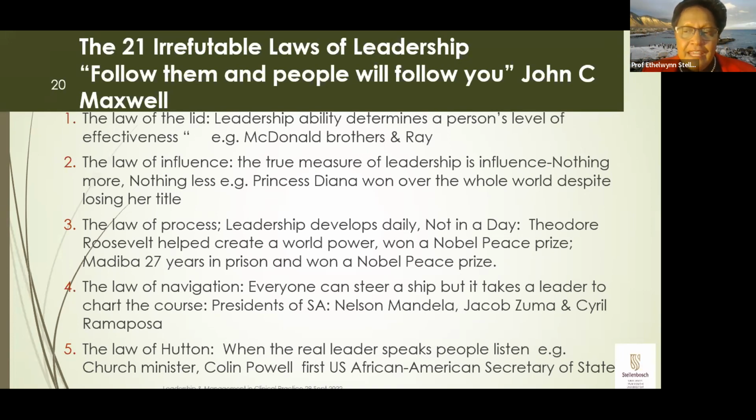The law of influence: the true measure of leadership is influence, nothing more, nothing less. Think of Princess Diana. She won over the world, the whole world, despite losing her title. And still today, they think the world of her. She basically influenced the late Queen that passed away not a few weeks ago, two or three weeks ago. Right? She influenced that whole royal family.